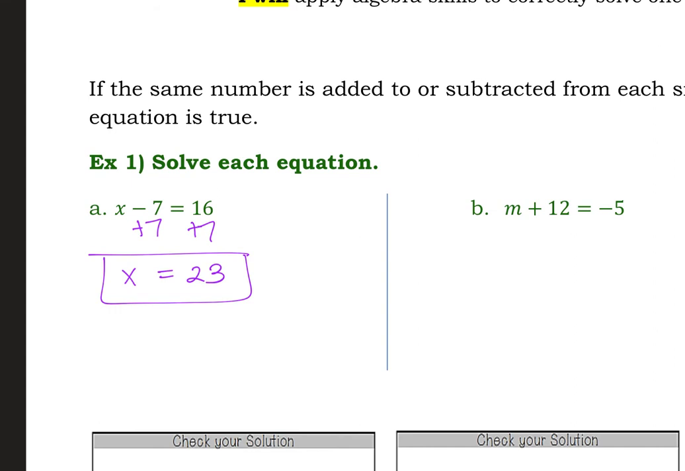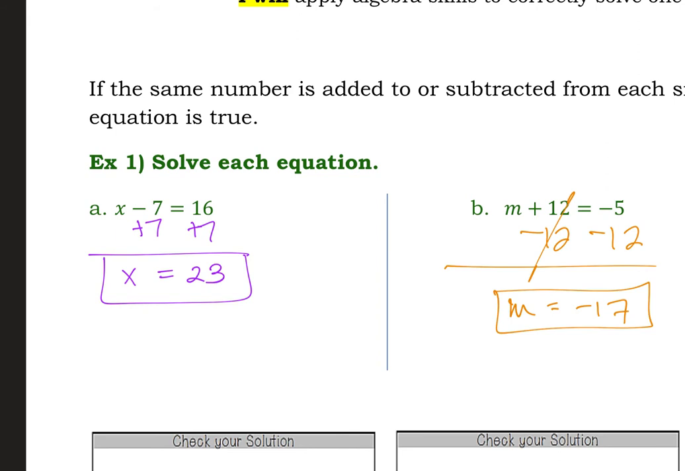Next one is n plus 12 equals negative 5. We're going to get rid of the number next to the variable. So we're trying to get rid of the 12. This is adding, so the opposite is subtracting. We're going to subtract 12. What is negative 5 minus 12? N equals negative 17. And if you haven't noticed, anytime we take that number and we do the opposite, those are going to cancel out. Okay? So let's try the next one.